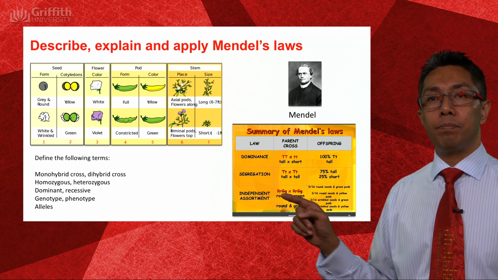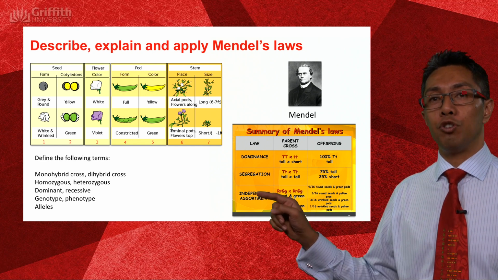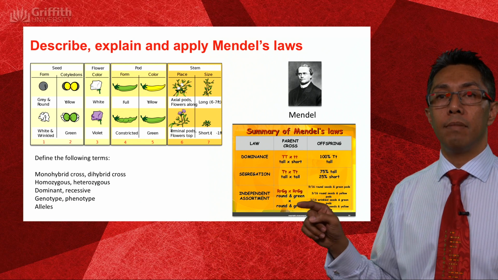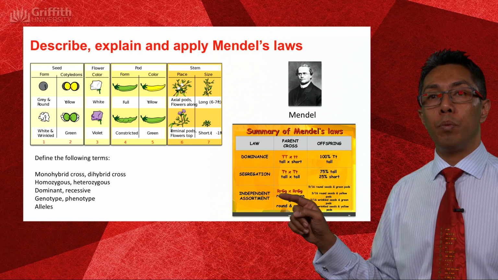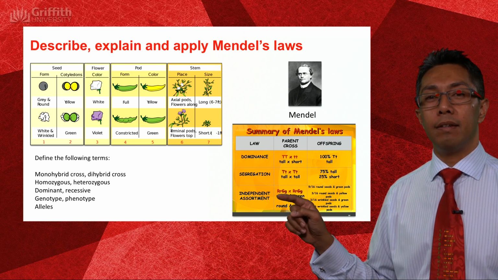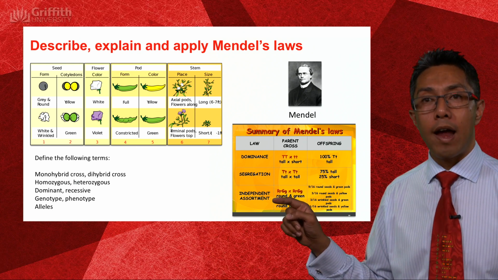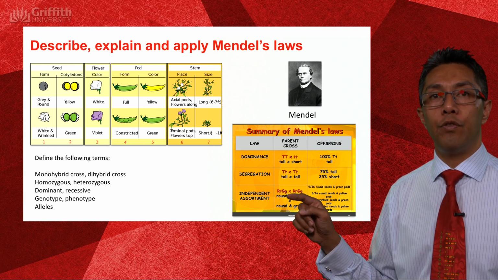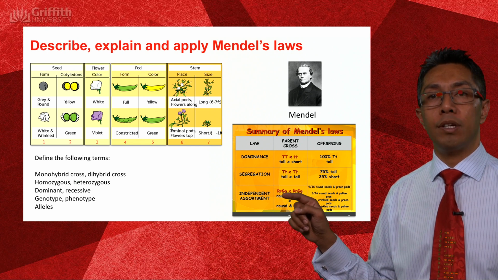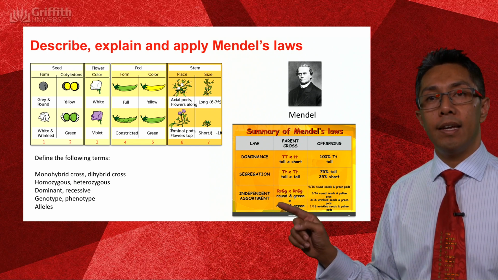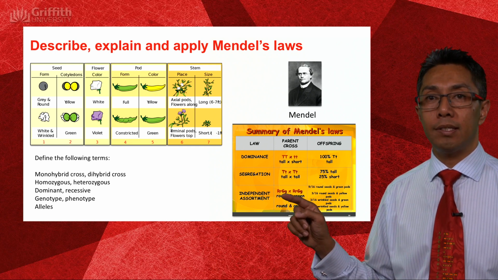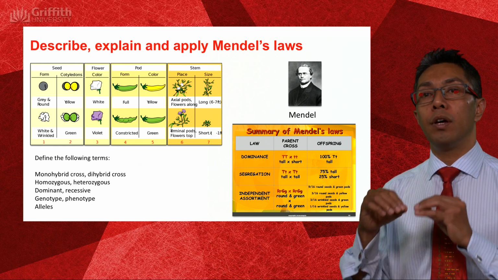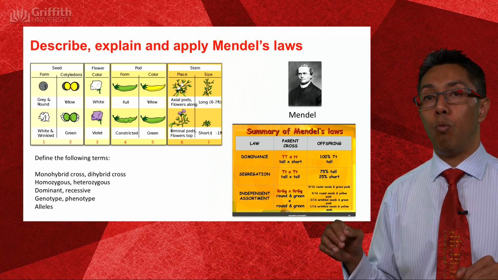And then the last principle that he talked about was independent assortment. So when we start to look at dihybrid crosses, what we've got here is the gene for round seeds and also the gene for pod colour. What he realised was that these two different characteristics, roundness and pod colour, were sorted independently of one another.